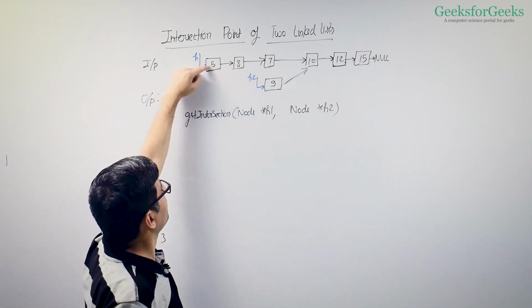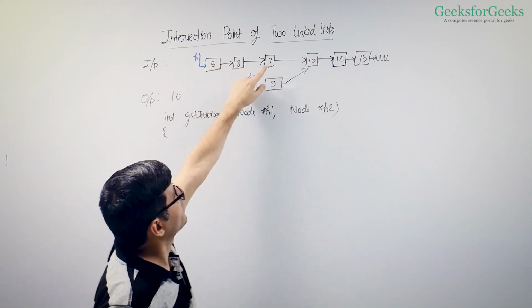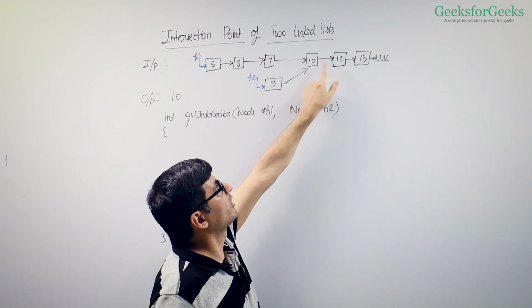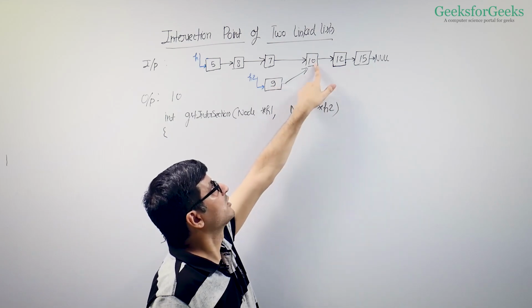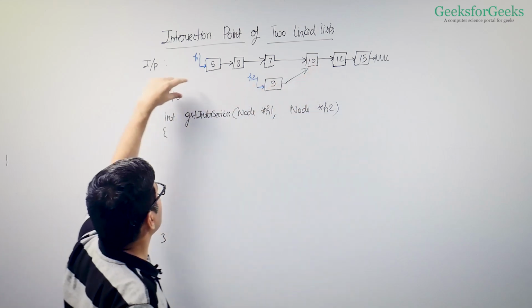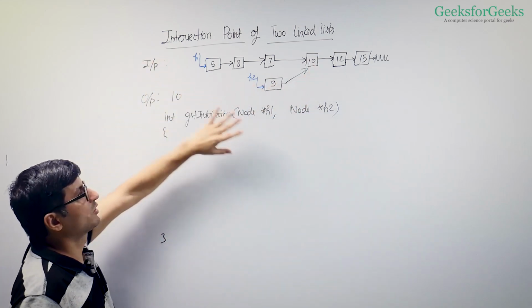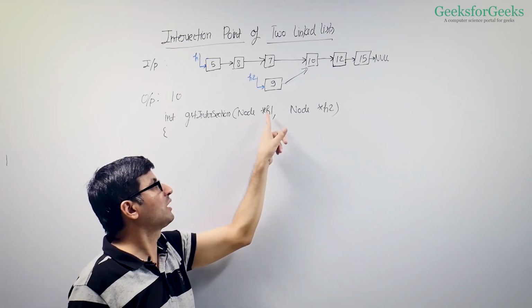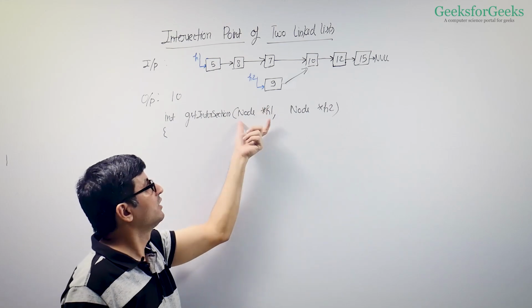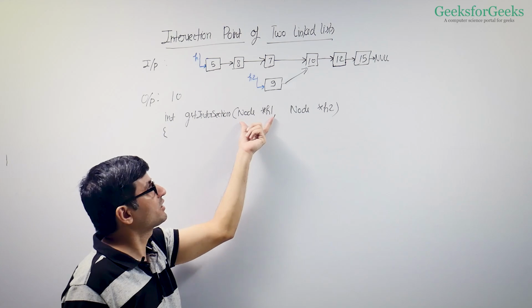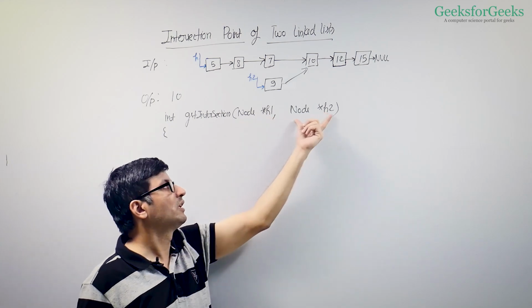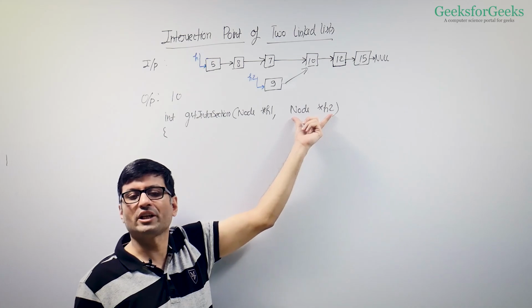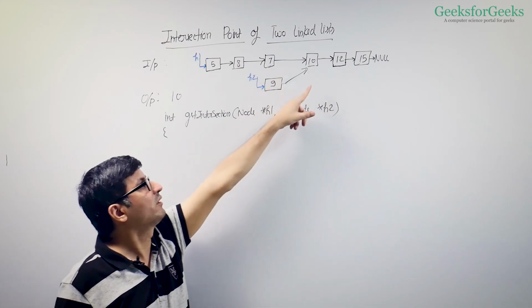So what is the intersection point here? 5, 8, 7, 10. From 10 we have all the common nodes, 9, 10. So 10 is our intersection point. So we need to output 10. So we need to write a function that takes heads of two linked lists. If you are programming in Java, it will be a reference only. Here I use a C++ style function, so it will be a pointer. So H1, H2 heads are given and we need to return 10.